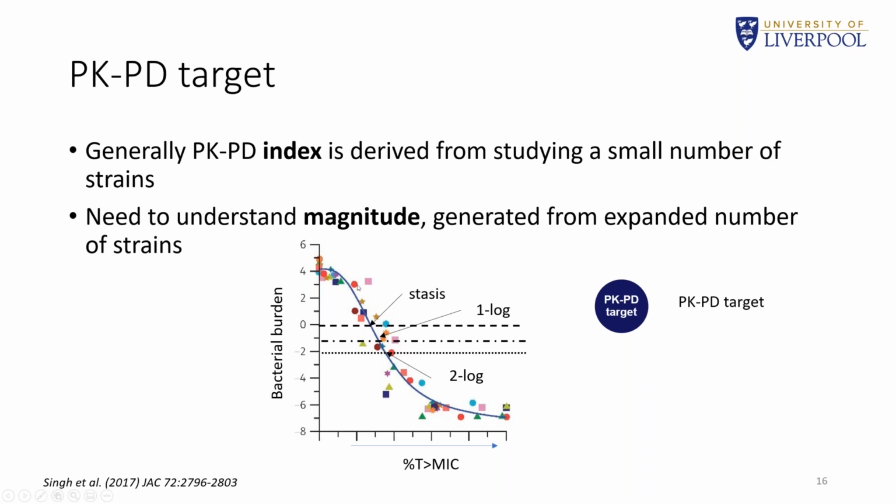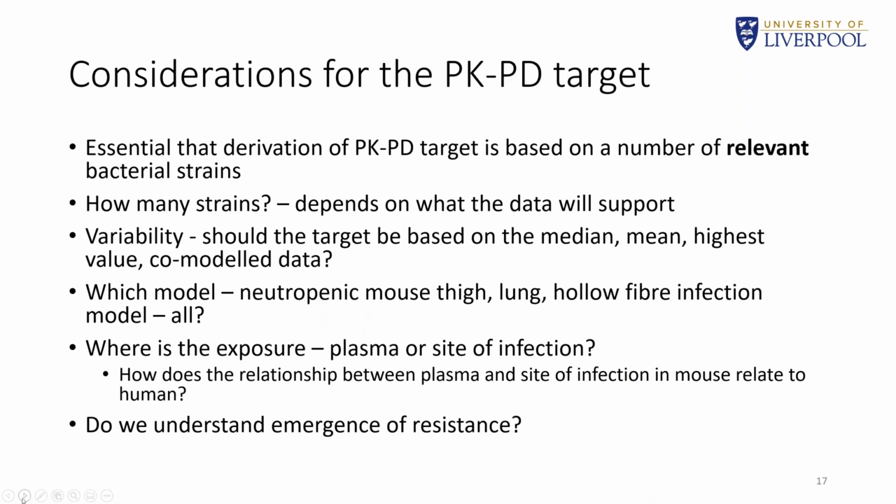So in this example here, all of the different colors and shapes represent a different strain. And we're building a relationship to understand what magnitude of time above MIC in this example is associated with parameters such as stasis, so prevention of bacterial growth, or bacterial killing. And we tend to use the parameters of 1 log kill and 2 log kill.